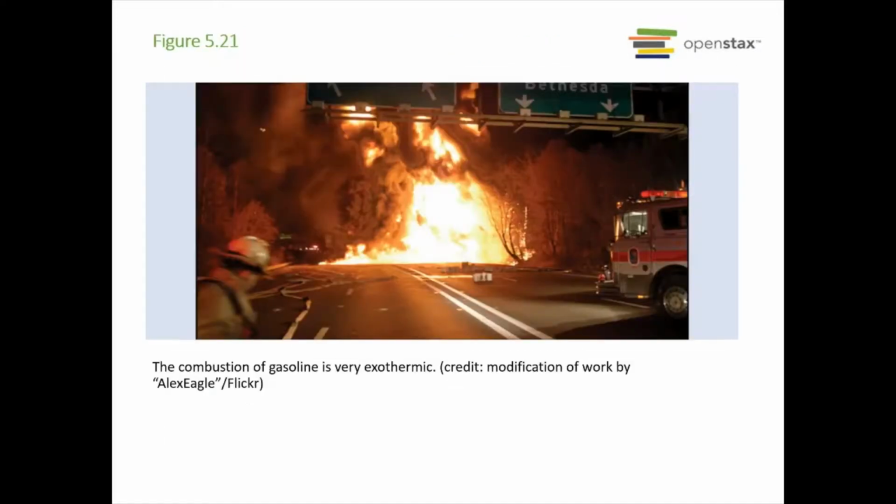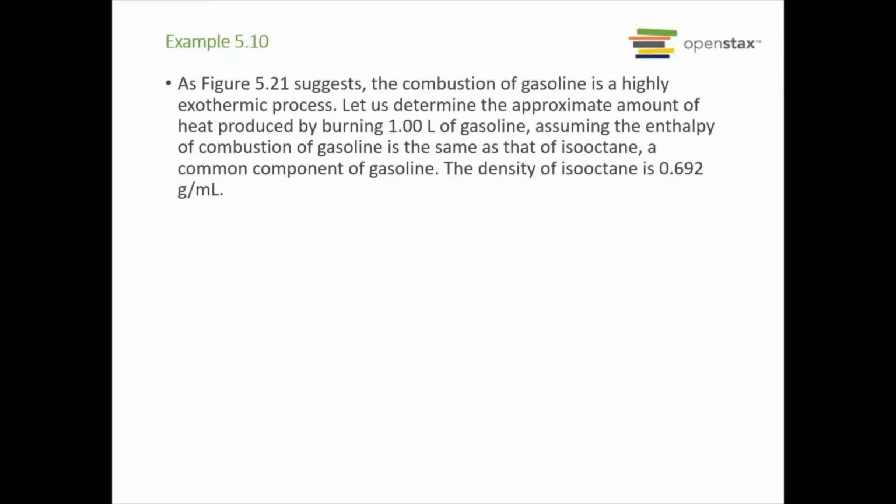Combustion of gasoline is very exothermic. So let's look at an example. As that picture we just looked at suggests, it's very exothermic, and let's figure out the approximate amount of heat produced by burning 1 liter of gasoline, assuming the enthalpy of combustion is the same as that of isooctane, which is a common component of gasoline, and there is its density, 0.692 grams per milliliter.